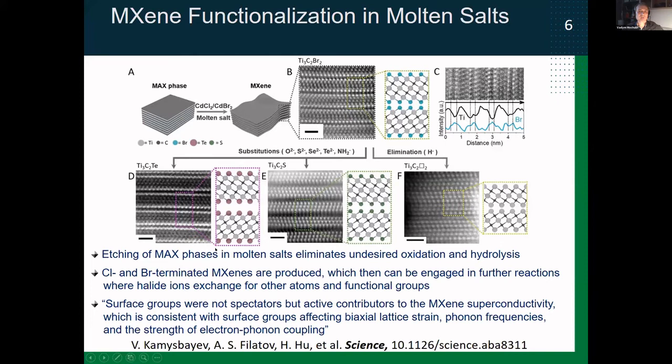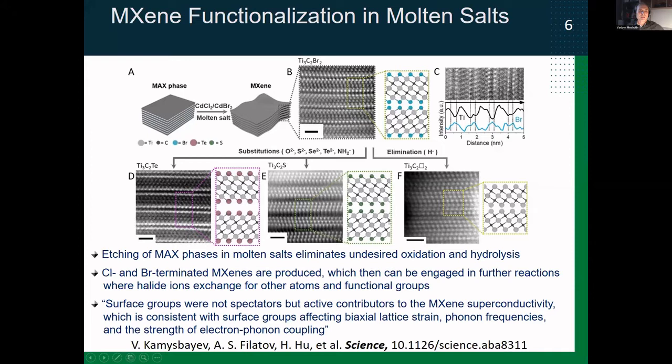So they used the molten salts technique, and they started with MAX phase, produced MXene, and in this process they also modified surface terminations with the anions present in these molten salts. And depending on the anions, you will get bromine terminated or chlorine terminated MXene. But the point is, these halogen terminations can be exchanged later because they are quite reactive, can be exchanged for other elements. And so they also demonstrated MXenes terminated with tellurium, with sulfur, or even with nothing. So bare MXene is also possible to make now.